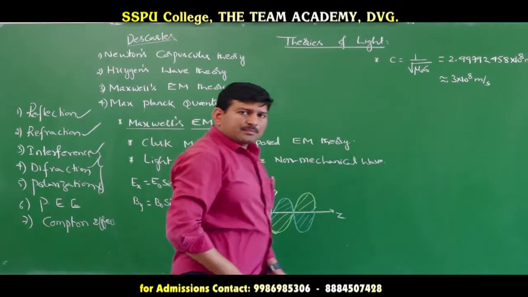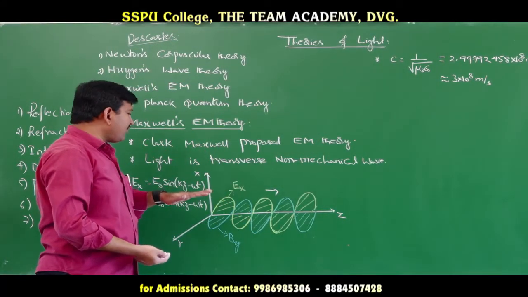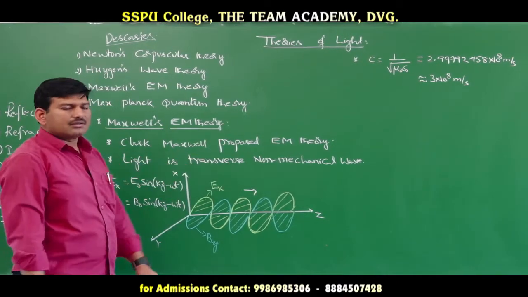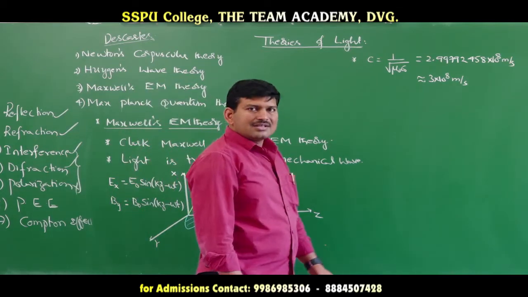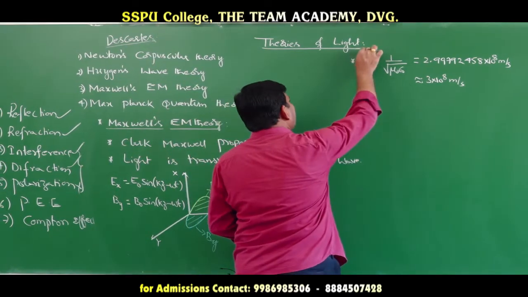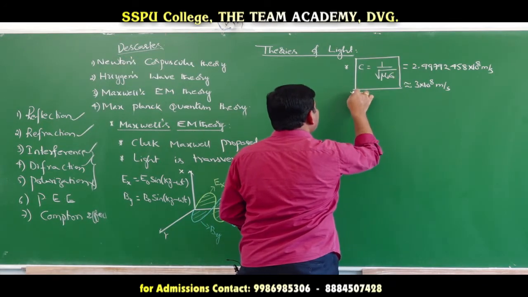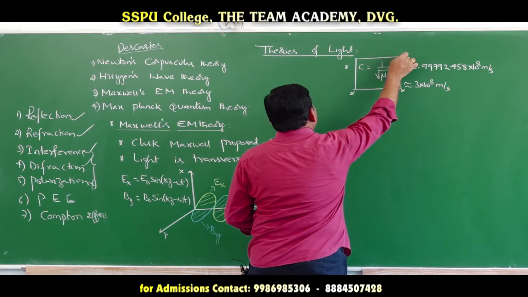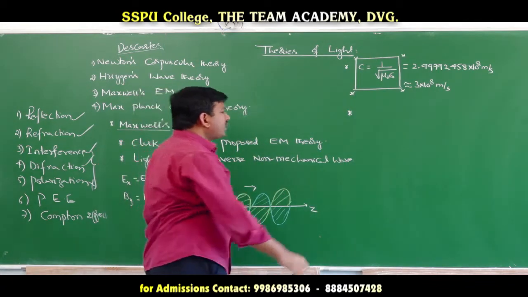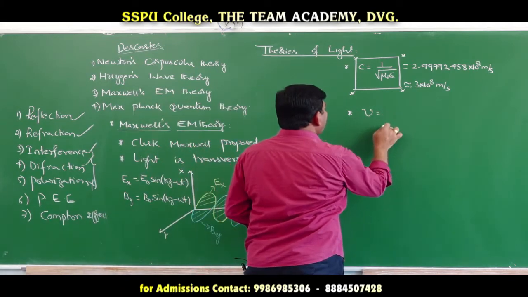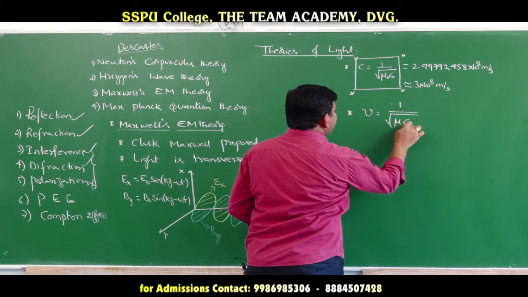So, the theoretically calculated value of the speed of the electromagnetic wave matches the experimentally calculated value of the speed of light, 3 × 10^8 meters per second. According to Maxwell's electromagnetic wave theory, the speed of light is given by c = 1/√(μ0 ε0). Suppose the electromagnetic wave travels through any other medium, then the speed of light in that medium is given by v = 1/√(με).